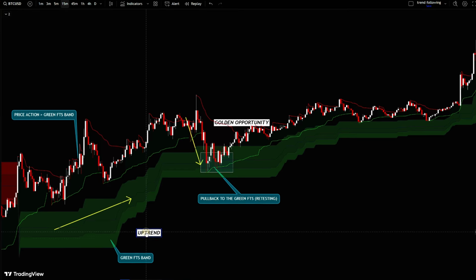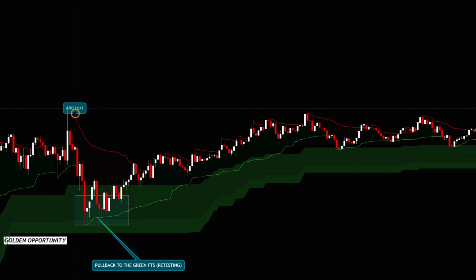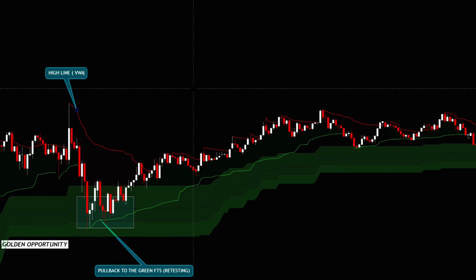In an uptrend, price pulls back to the green FTS band, golden zone, and breaks above the VWAP upper band. That's your buy signal.